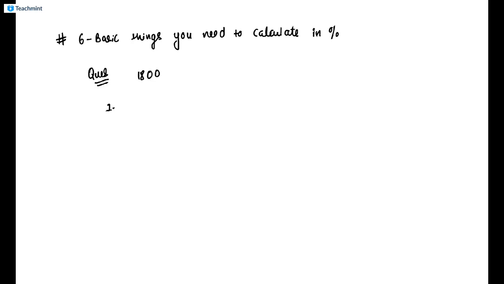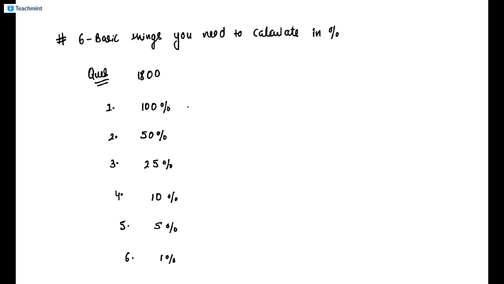First one is try to find the 100%. Second, try to find the 50% of this question. Third, try to find the 25%. Fourth, try to find the 10%. Fifth, try to find the 5%. And sixth one, try to find the 1%. These six things you need to calculate in any question. Then you can easily see, this method will help you to easily calculate the other things.